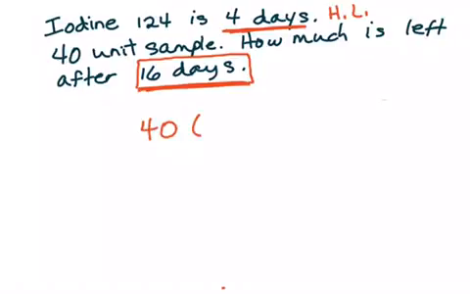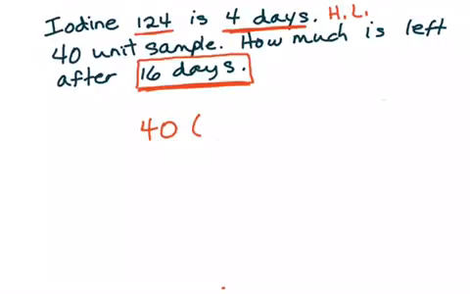We're starting off with 40 units. I'm not sure what that is: 40 centimeters, 40 gallons. It doesn't really matter. But we're starting off with 40 units of iodine 124. Iodine 124 is just the name. It doesn't mean anything as far as numbers go. So in any case, you're starting off with 40.